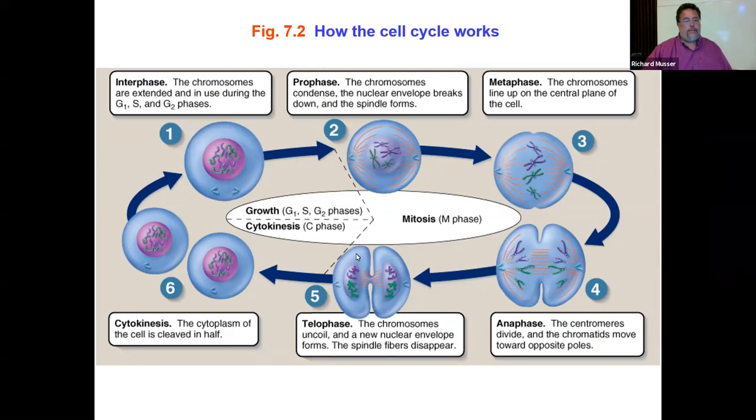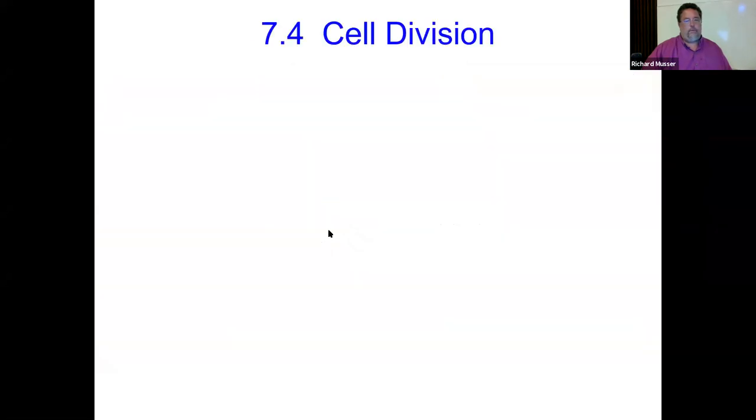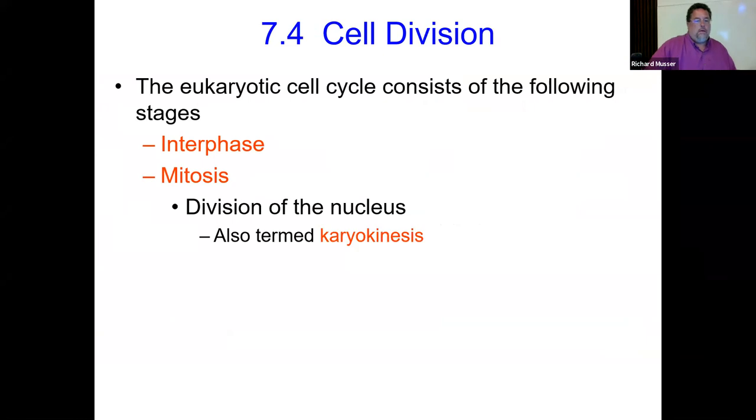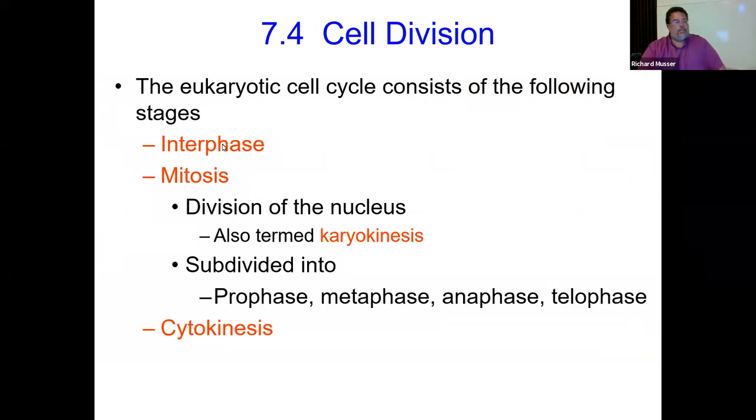So that is, in a nutshell, the cell cycle. The growth phase, which is G1, gap one, synthesis, gap two. We go through mitosis, and then we go into cytokinesis, cell division. So again, interphase is just the growth phase. Mitosis is that division of the nuclear materials, the chromosomes. We call that karyokinesis, when the nucleus divides into two nuclei. And that, again, as you saw in the pictures, are prophase, metaphase, anaphase, and telophase.